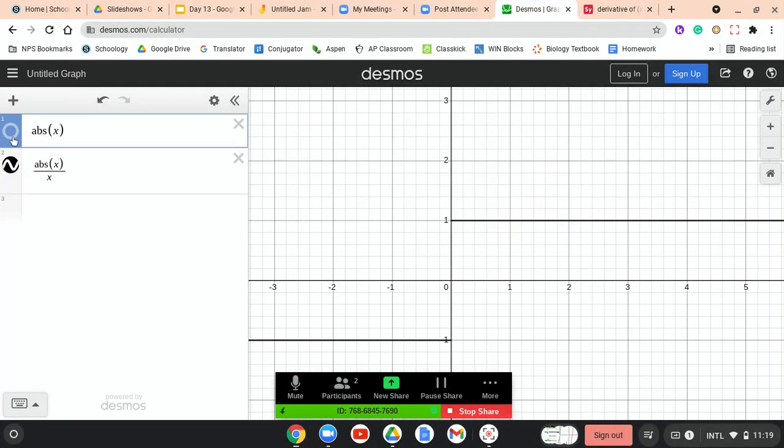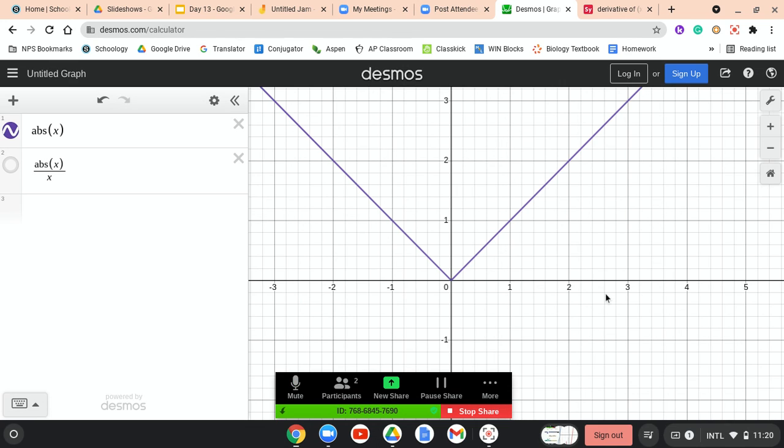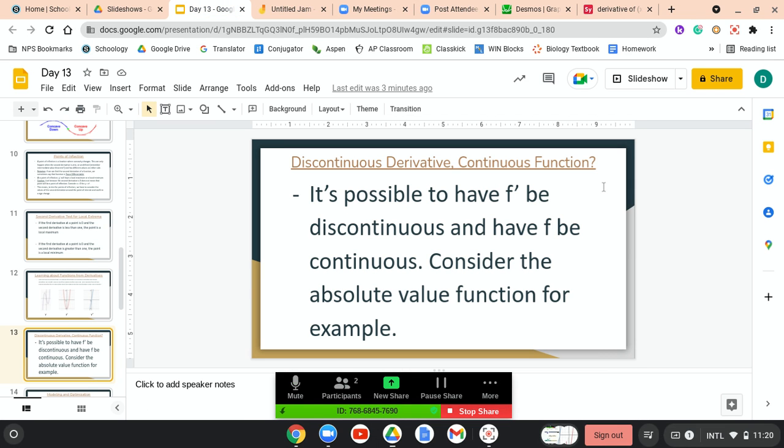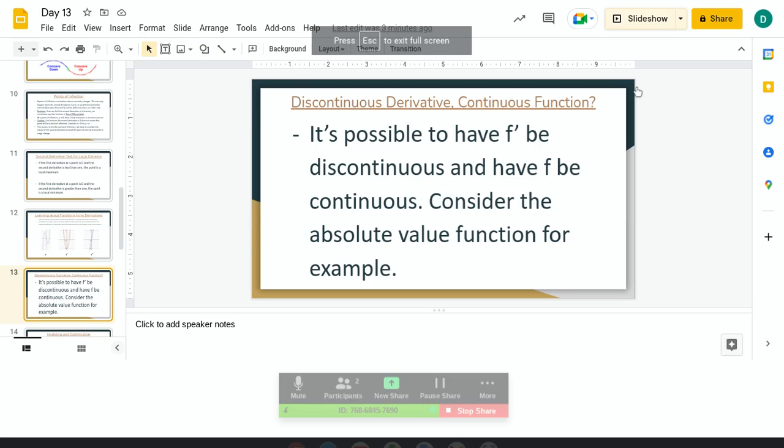So the derivative function is discontinuous. Would you agree there's a discontinuity here? Yes. But the original function is continuous. So it's possible to have a derivative function be discontinuous and the original function be continuous. That's the only point it's trying to make. Good on that?